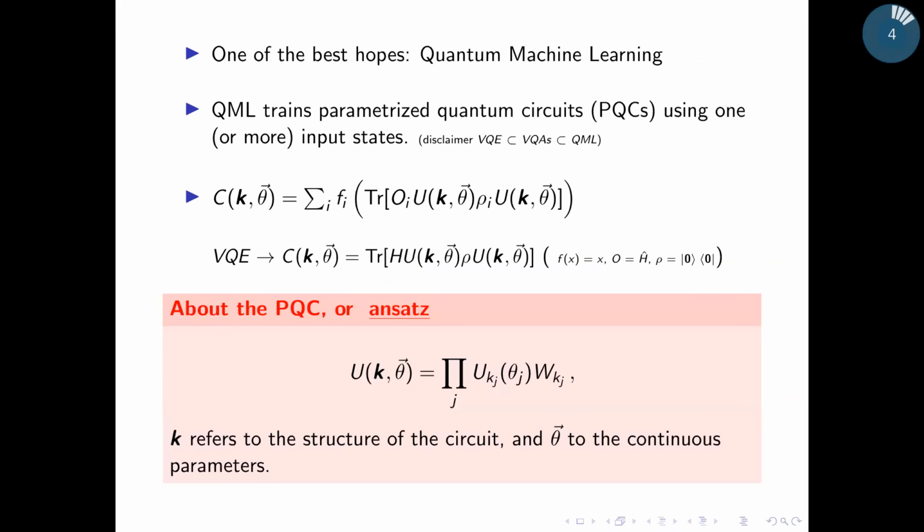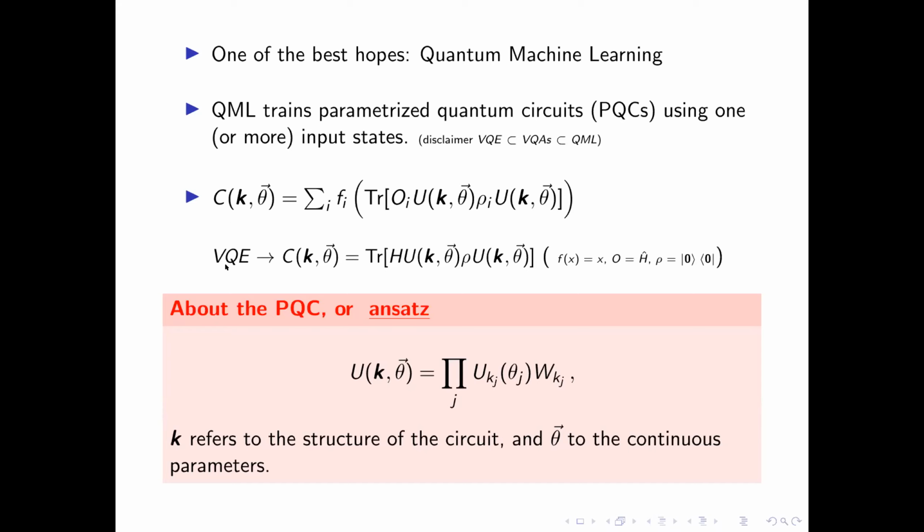One of the best hopes to make use of those NISQ devices is to go for quantum machine learning. Quantum machine learning trains a parameterized quantum circuit using one or more input states to minimize a cost function of this form, where O_i are operators, U is the ansatz of the parameterized quantum circuit, rho_i are the input states, and F is some function.